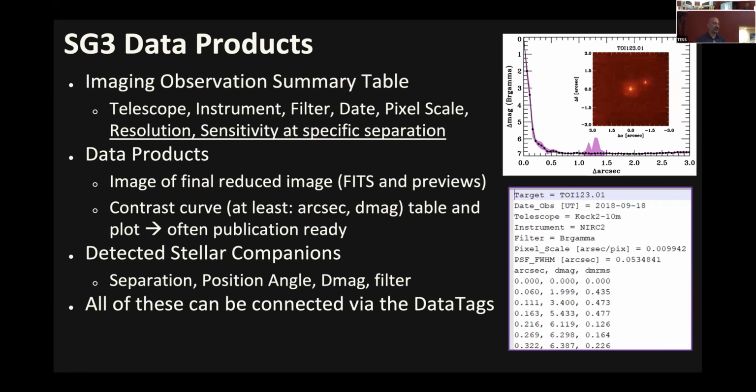The data products, in addition to the imaging summary, include the images and the previews that go with it and the contrast curve, all necessary for the papers. Most groups are now producing publication quality images that are getting uploaded to the TFOP that the users are just downloading and including in their papers. And now we're starting to be much better about including our detected stellar companions.